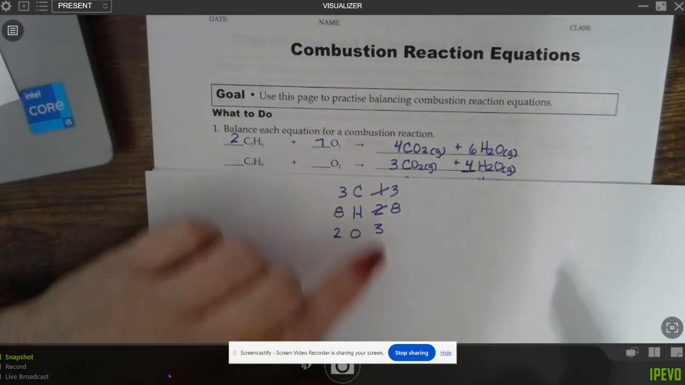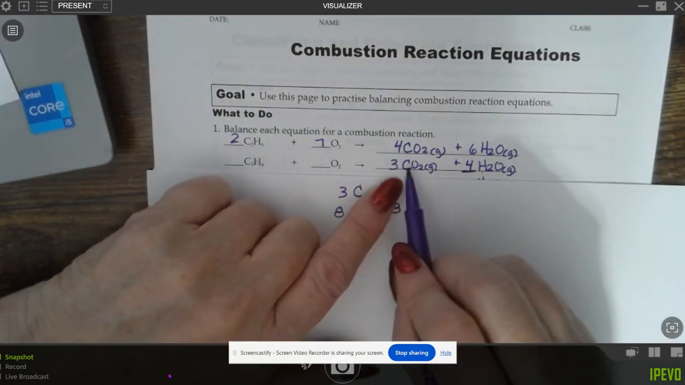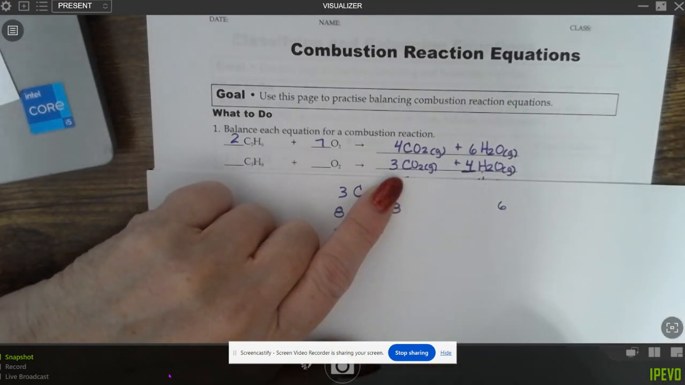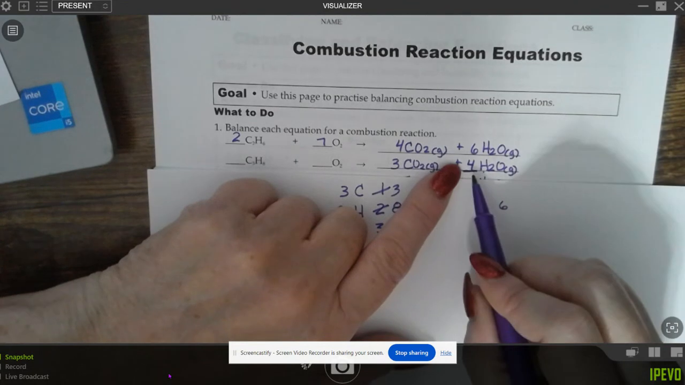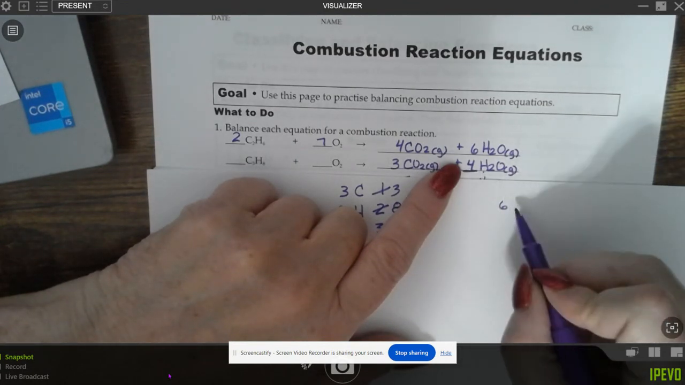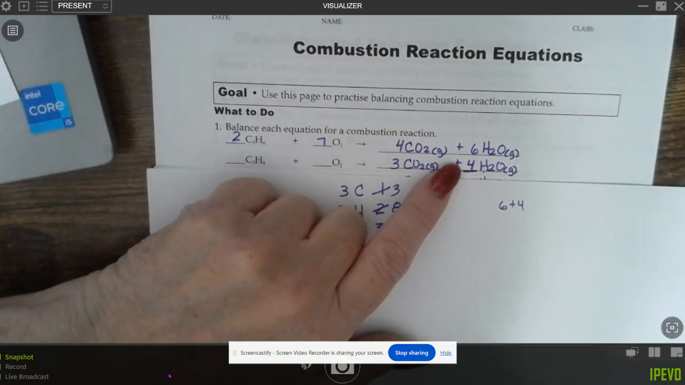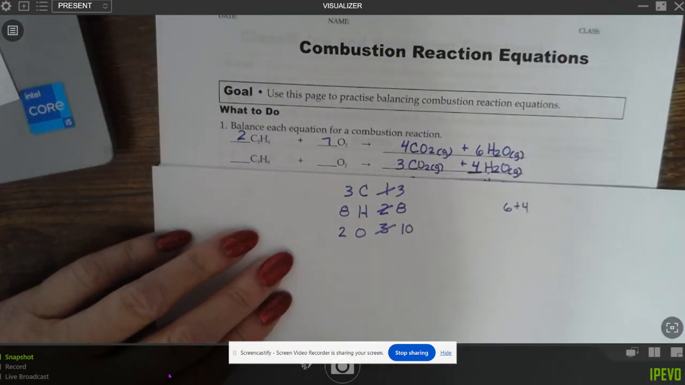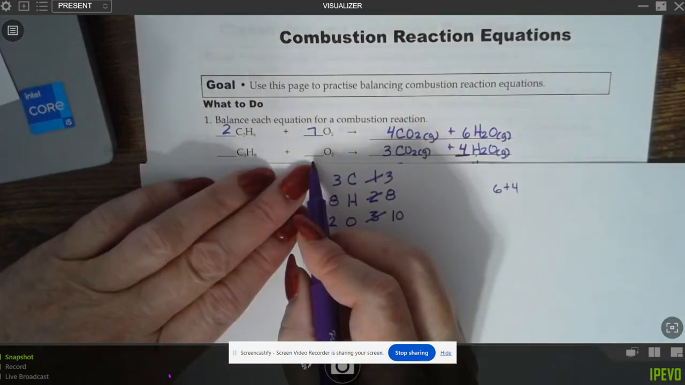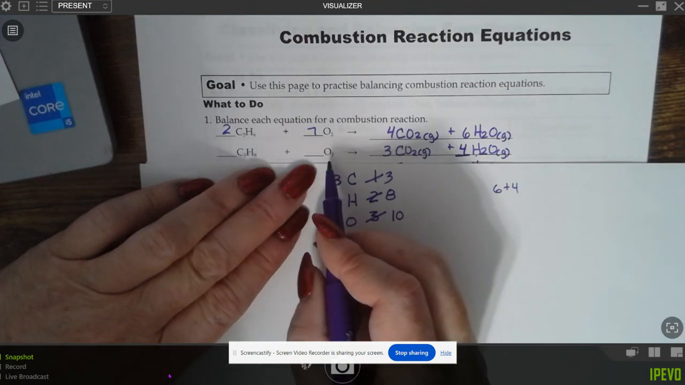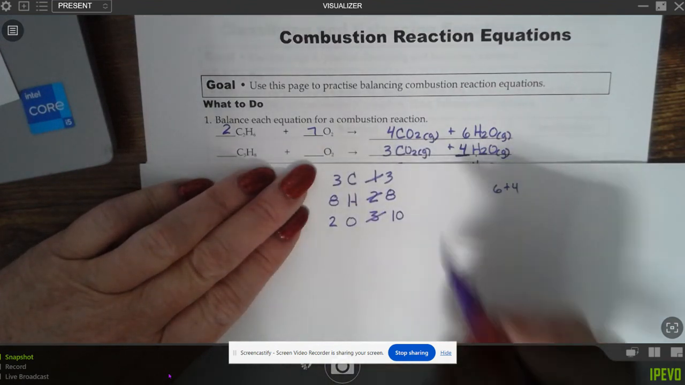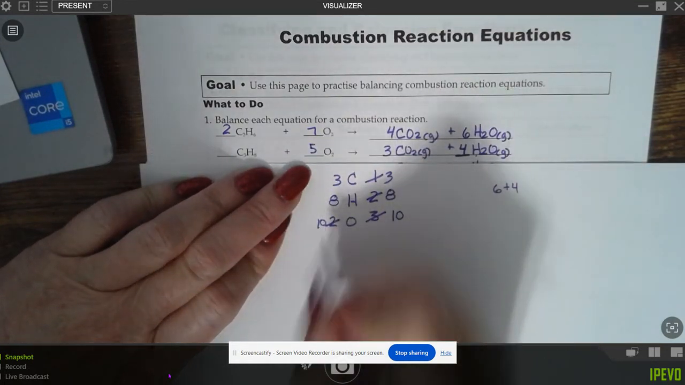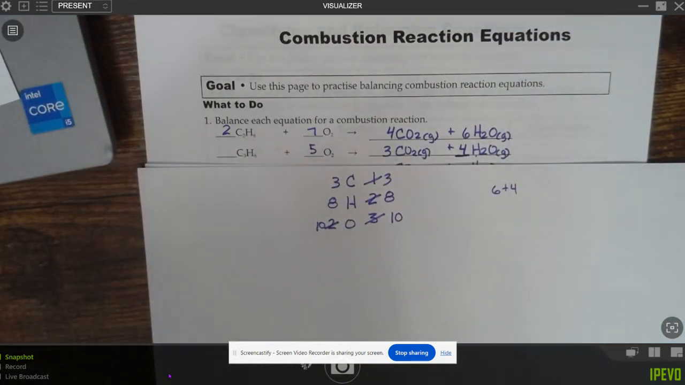So now let's add up our oxygen. So in carbon dioxide, I have 3 times 2. That's 6 oxygen. And in my water, I have 4 times 1. So that's 4 oxygen. So I've got 10 oxygen altogether. So what number do I have to put in front of O2 to give me 10 oxygen? Hopefully you said 5. 5 times 2 is 10. And our equation is balanced.